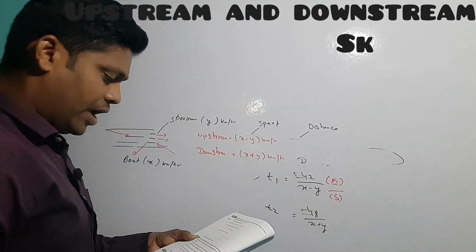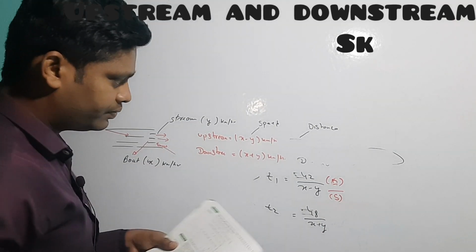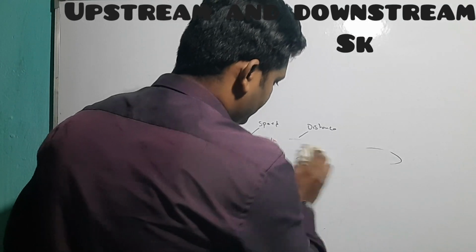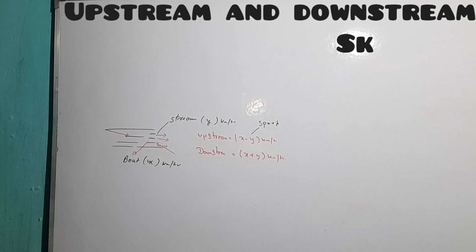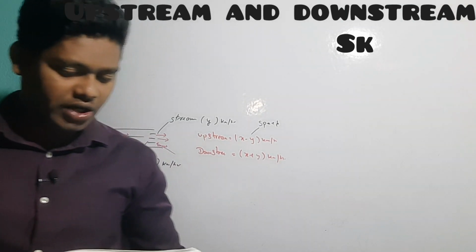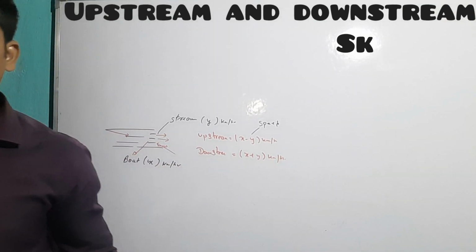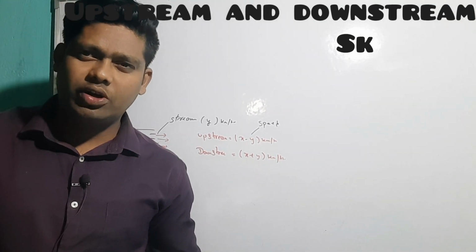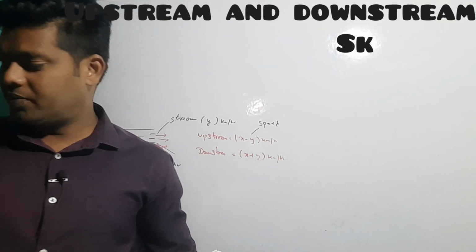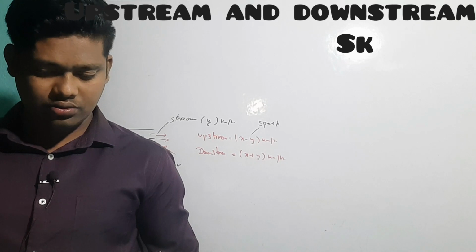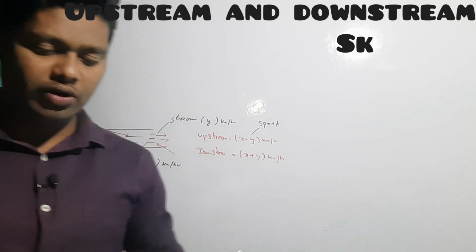Written. A boat covers a certain distance upstream in 10 hours and covers the same distance downstream in 6 hours. If the speed of the stream is 4 km per hour, find the speed of the boat in still water.